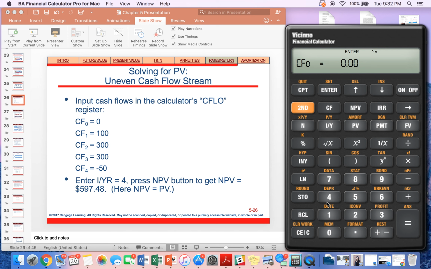To clear your cash flow register, you click second, clear time value of money, clear work, okay? And that'll clear the whole register for you.